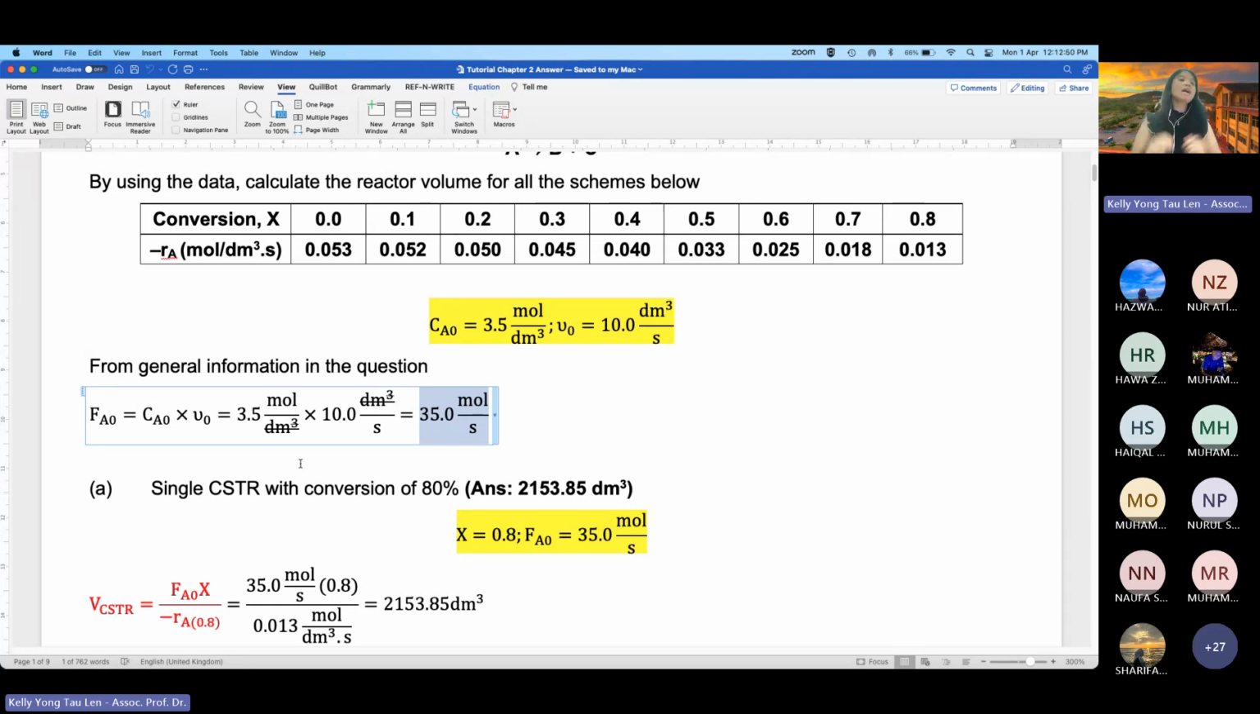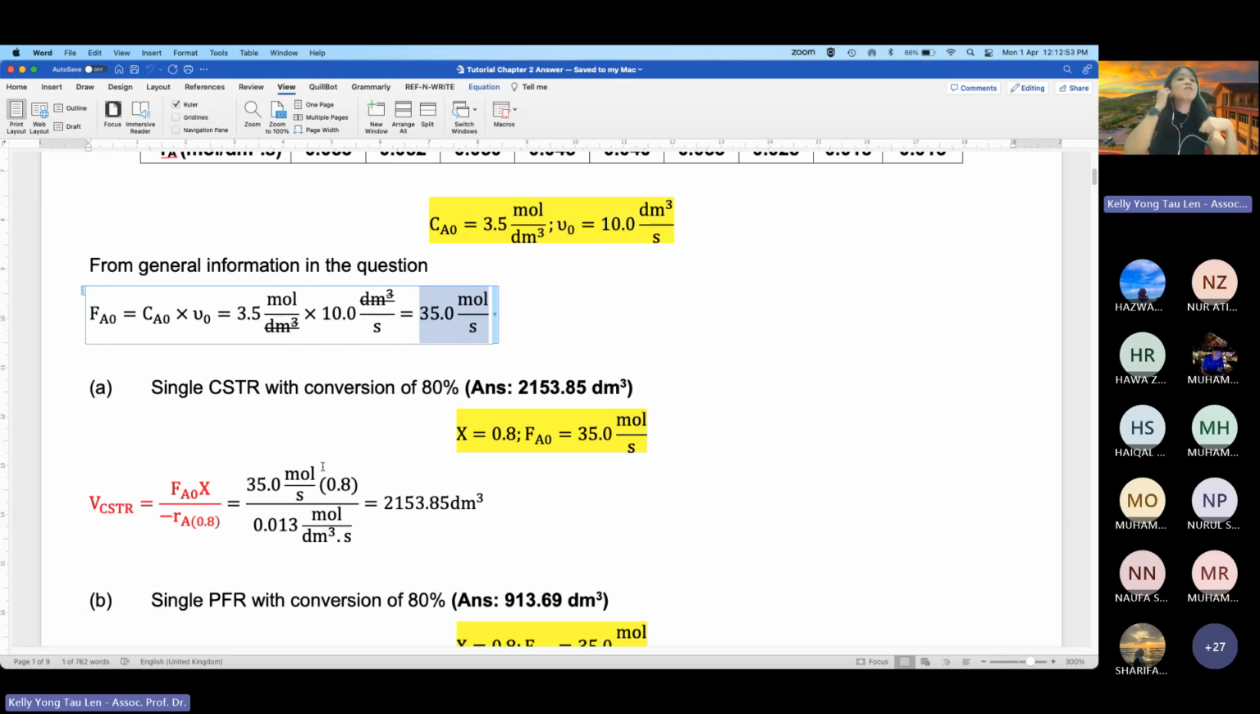All right. So we are done. We haven't even gone to the question, right? We just solved the initial information first. Okay, so let's go to question A.